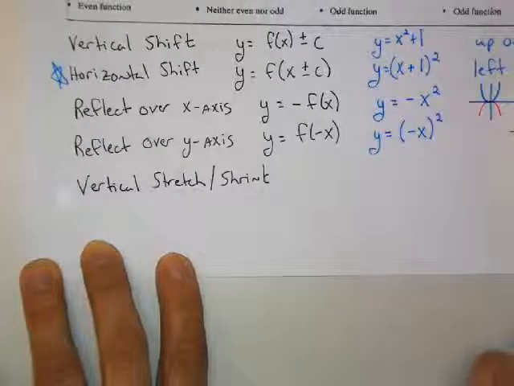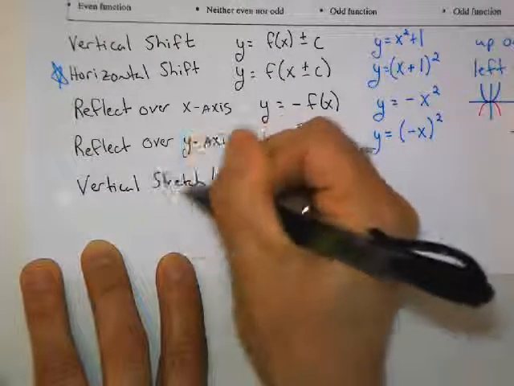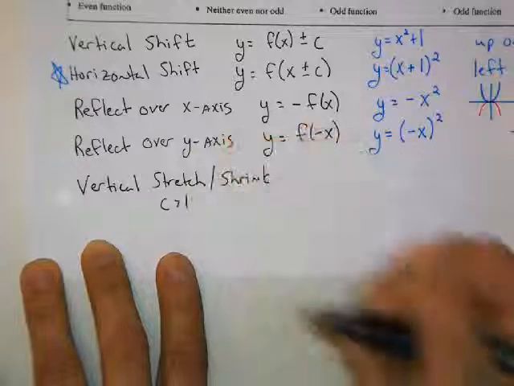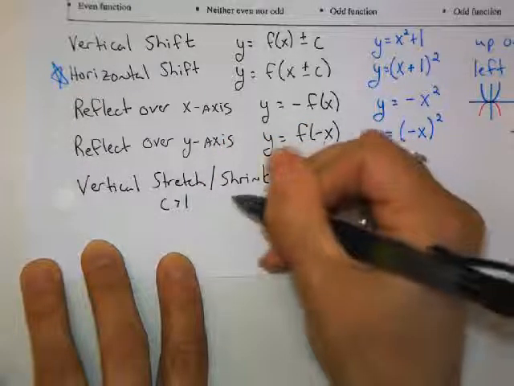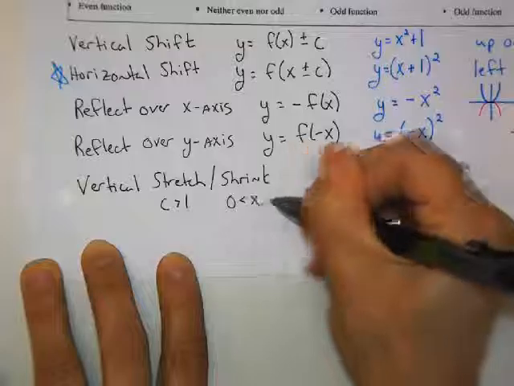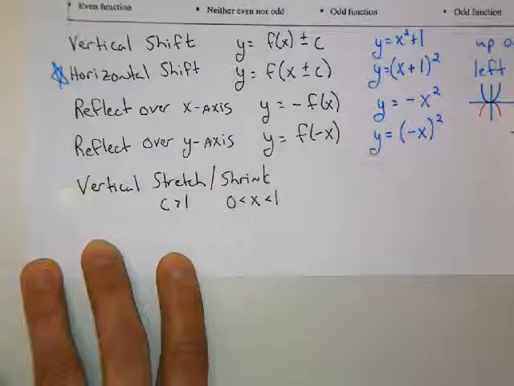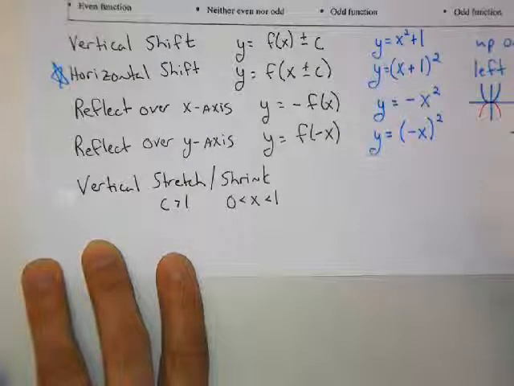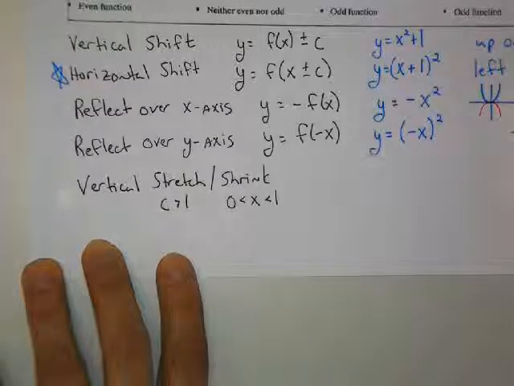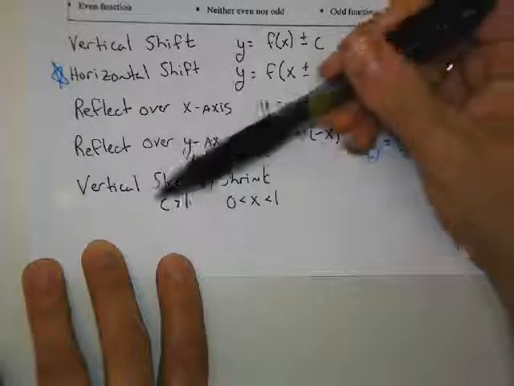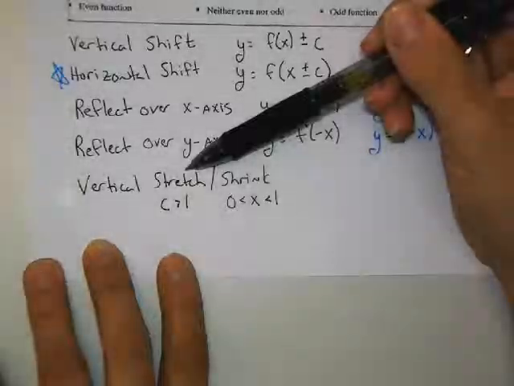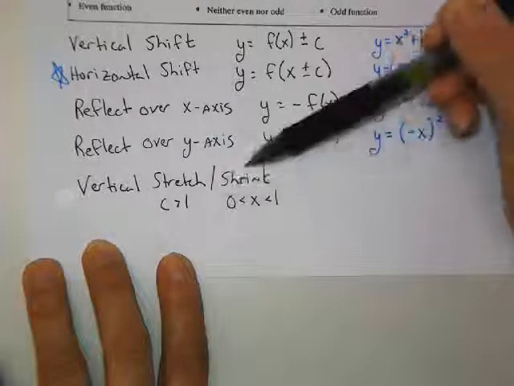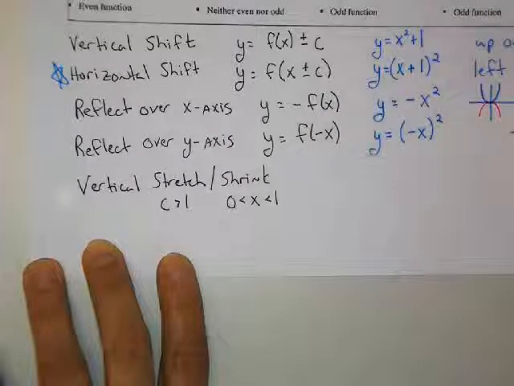Stretch is when the constant is greater than 1. A shrink is going to be when the constant is between 0 and 1. Makes sense, right? Think back to geometry with your dilations. A dilation greater than 1 means you made the figure bigger. A shrink was when you made the figure smaller, when it was less than 1.